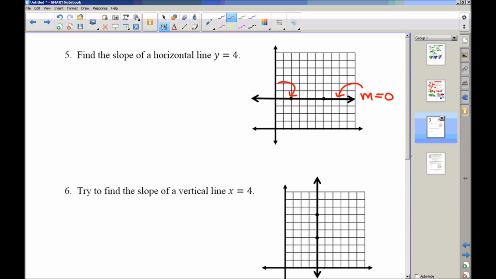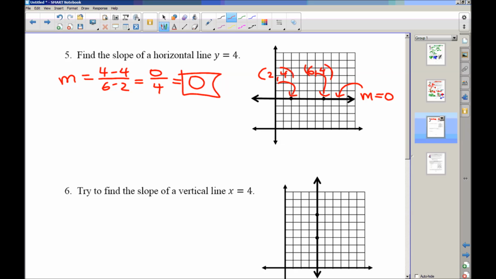So this point is 2, 4. And this point right here is 6, 4. If I calculate the slope between them, I do 4 minus 4 on top and 6 minus 2 on the bottom. 4 minus 4 gives me 0. 6 minus 2 gives me 4. I divide that and I get 0. Okay, so my slope is 0. And that's because a horizontal line has no steepness. It neither goes uphill or downhill.